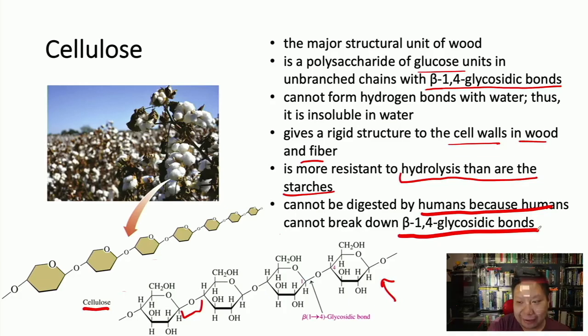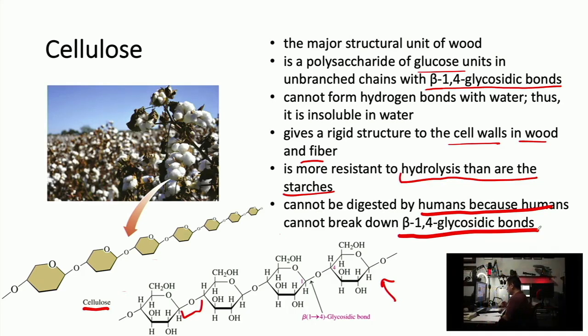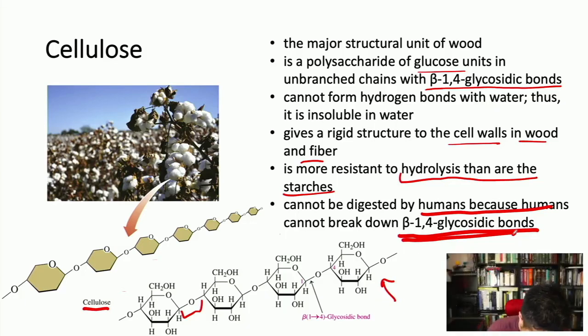So it turns out that the same way that humans cannot break down a beta-1,4 glycosidic bond because it's the cellular structure of plant cells, right? Some humans cannot break down lactose because of the beta-1,4 glycosidic bond. So that's the basis for lactose intolerance. Very interesting stuff.